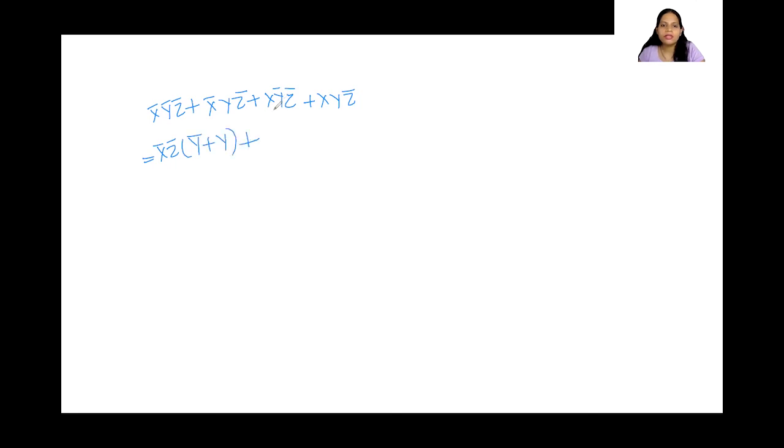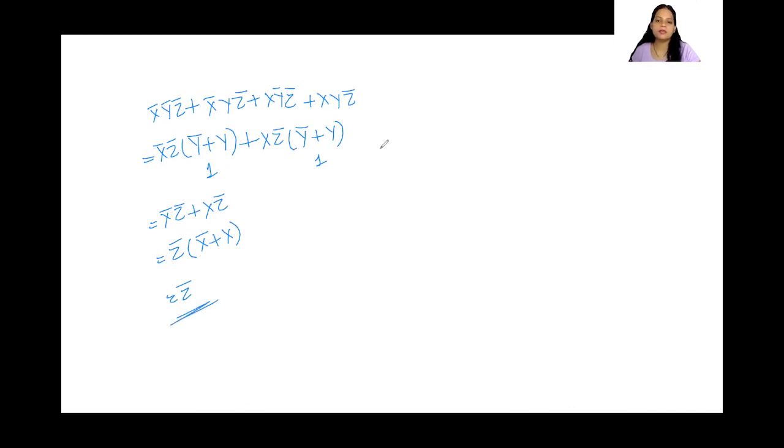Then what do we have common here? X, y bar, z bar. So I can take x and z bar common here. I'm left with y bar plus y, isn't it? So what happens is this becomes 1. So we are left with x bar, z bar plus x, z bar, isn't it? Now again, what do we have common here? Z bar. So when I'm doing this, x bar plus x, what happens? Z bar. So we are left with z bar. Now this is the simplified form of this given expression.